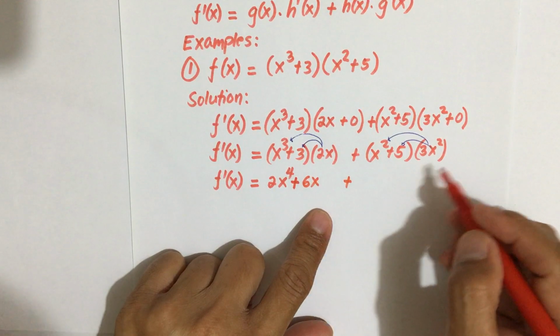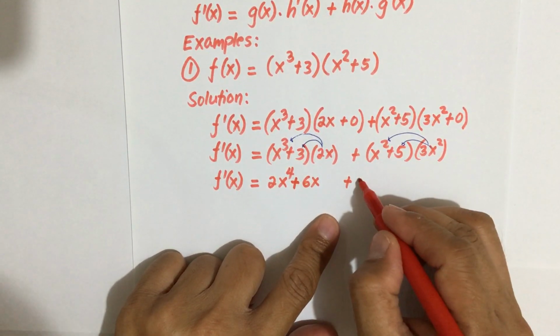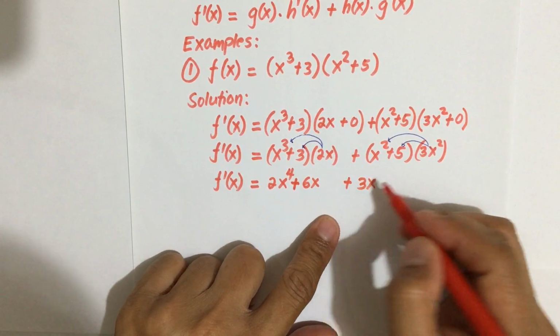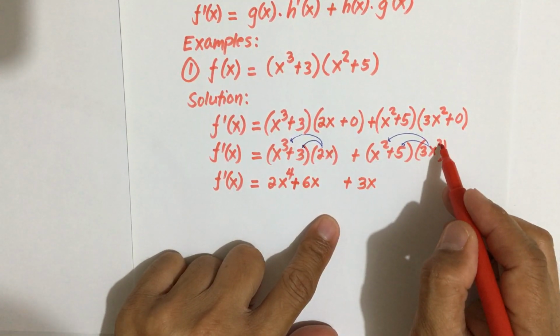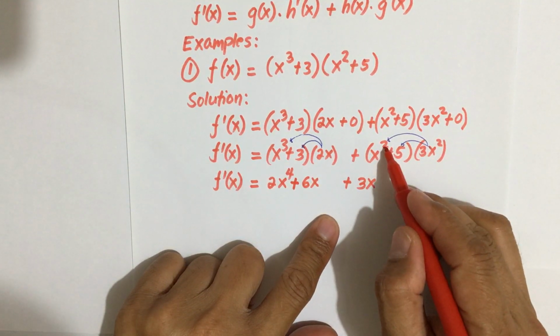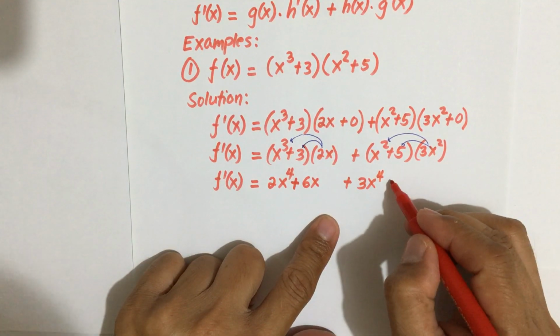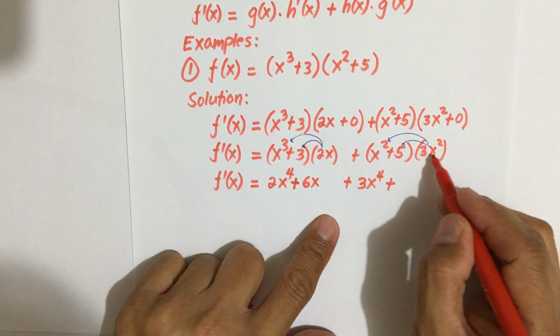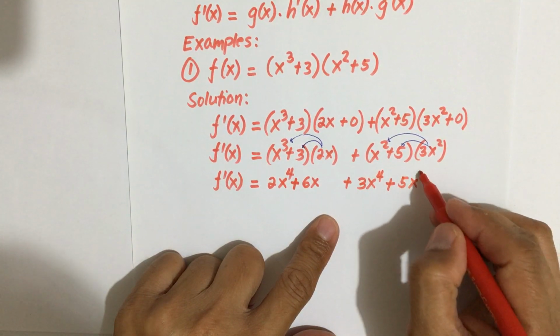Then plus, we have 3x squared times x squared. So we have 3, then x squared times x squared. So we have to add the exponents, 2 plus 2, so 4. Then plus 3x squared times 5. So that is 5x squared.